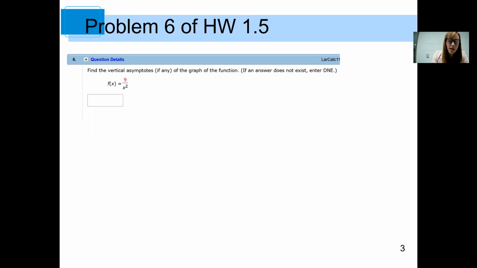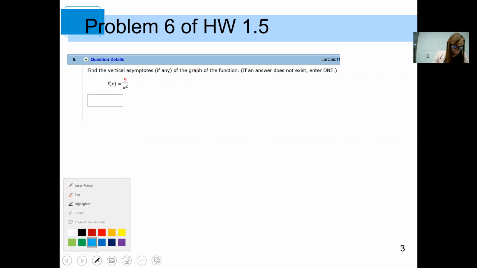This is problem 6 of section 1.5. This is asking us to find vertical asymptotes. If you remember your college algebra days, they defined a vertical asymptote as anywhere where the denominator of the function was undefined. In fact, that's how you found them.